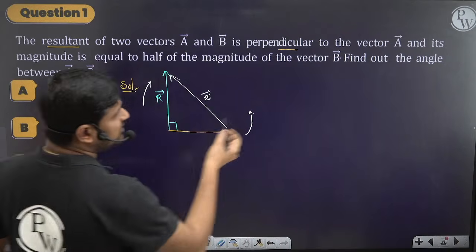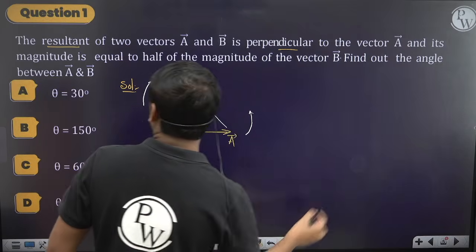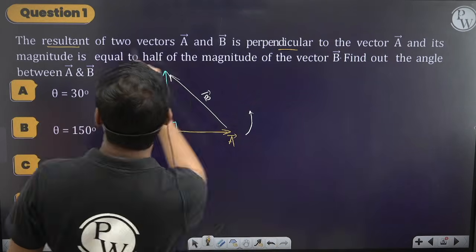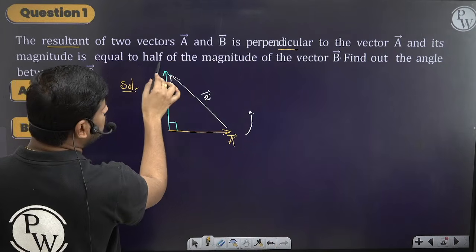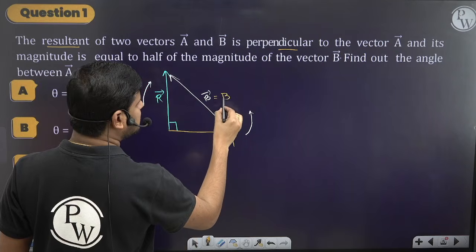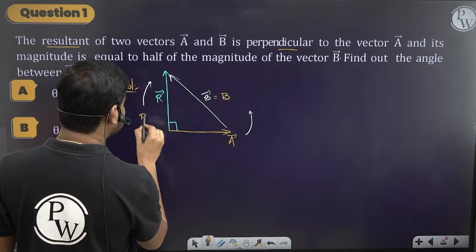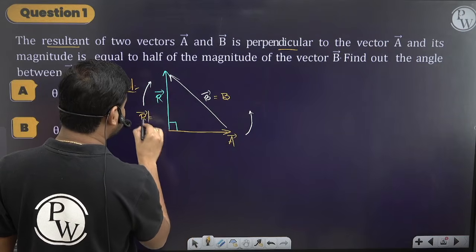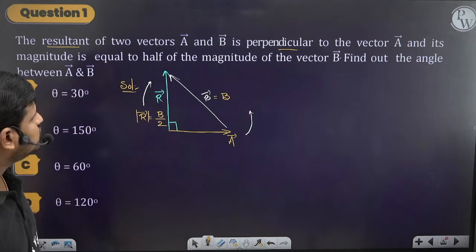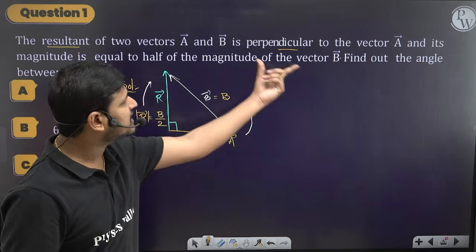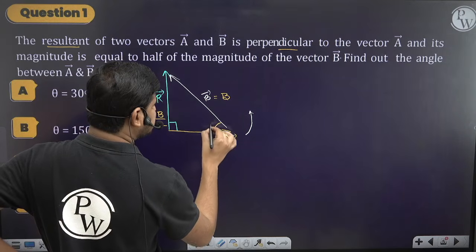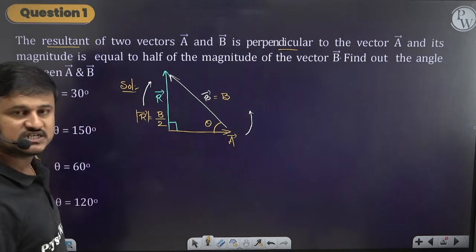One more hint they gave in the question. What's that? Whose magnitude? The resultant's magnitude is equal to half the magnitude of B. So let the magnitude of B be B, and the resultant has the magnitude B by 2, yes or no, which is half the magnitude of vector B. Now what I am doing is, let's consider this angle as theta.